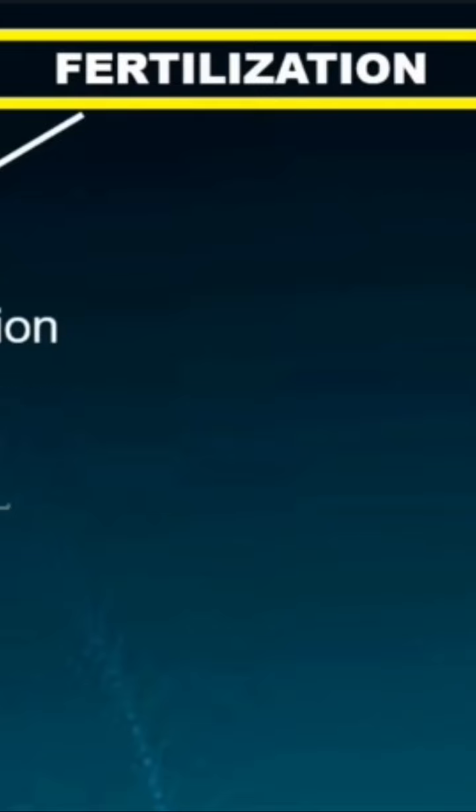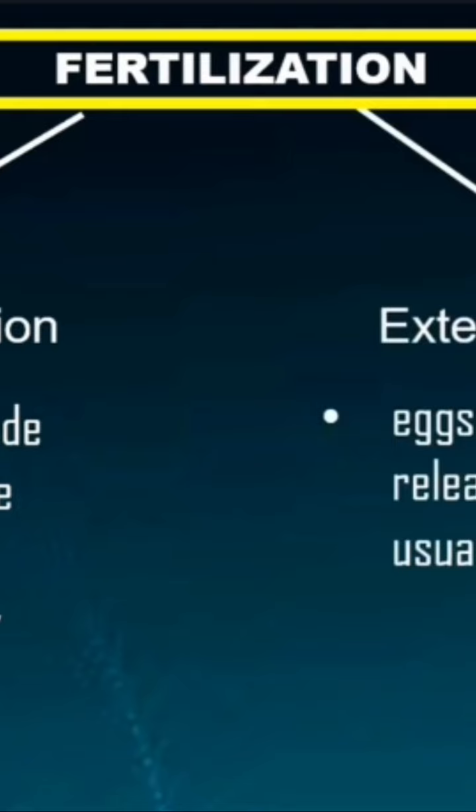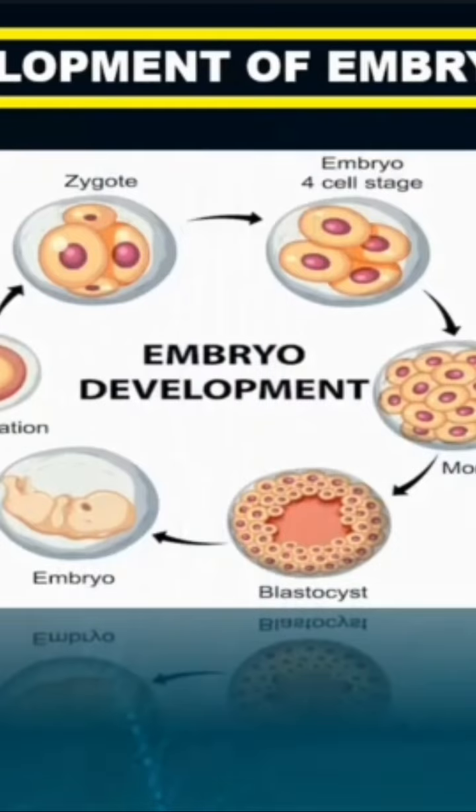In internal fertilization, the fusion occurs inside the body of the female, like humans, cats, and cows. While in external fertilization, the eggs and sperms are released outside the body, usually in water, as in the case of frogs and fish. After the fertilization process, the zygote begins its beautiful journey of growth.